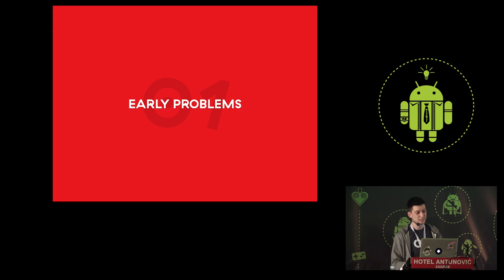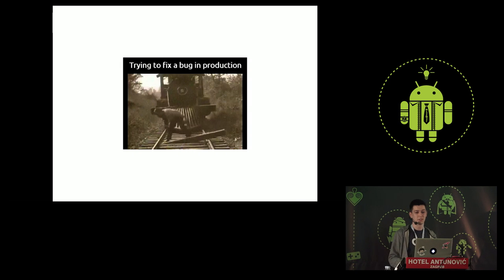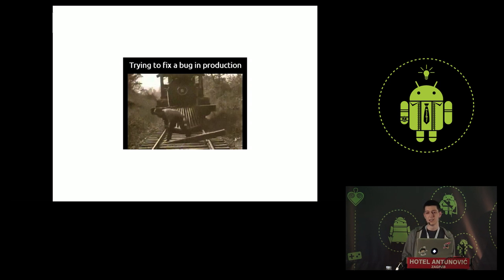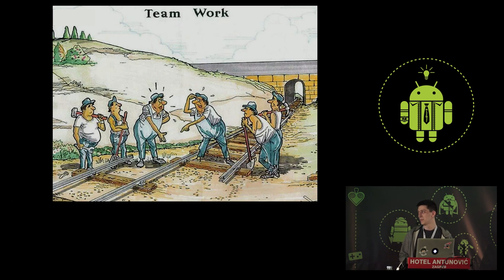Now, the first problem we encountered was that we were trying to develop new features for an app which was already in production, which meant fixing bugs in production and developing new features in parallel. Also, as the team grew, we had to coordinate better than the people in this picture, and so that was also a challenge.